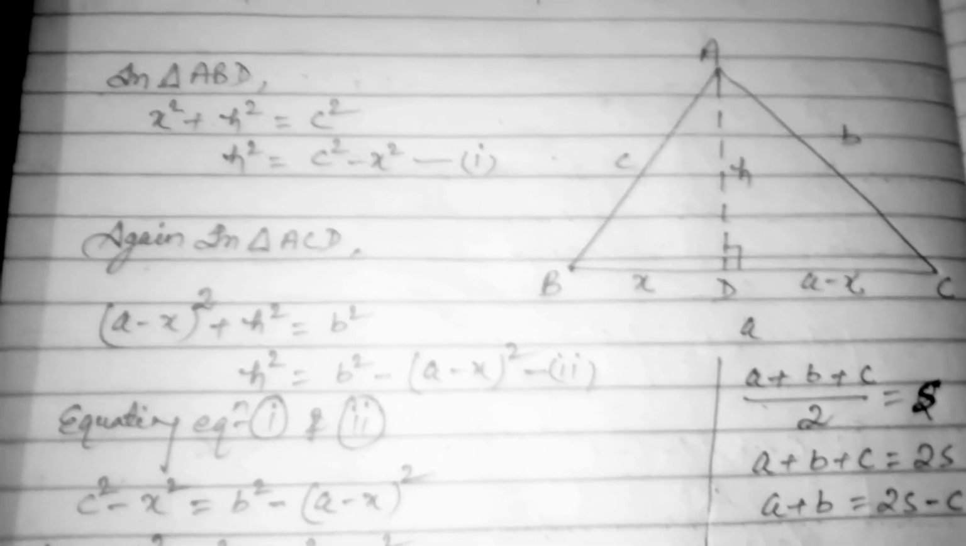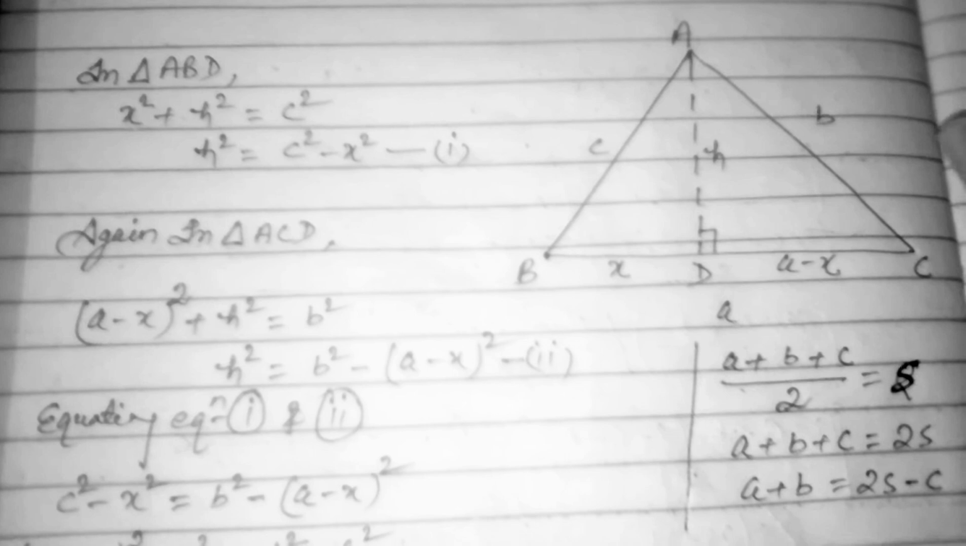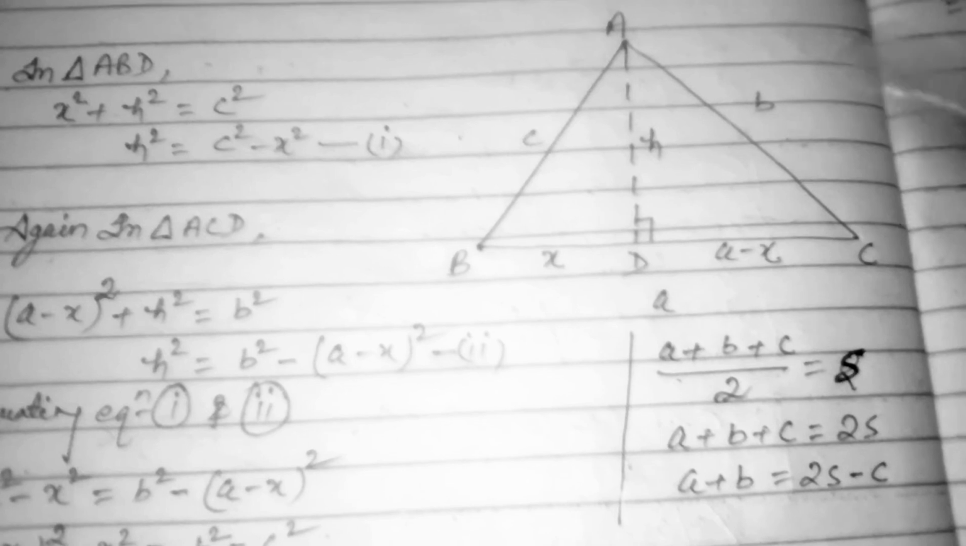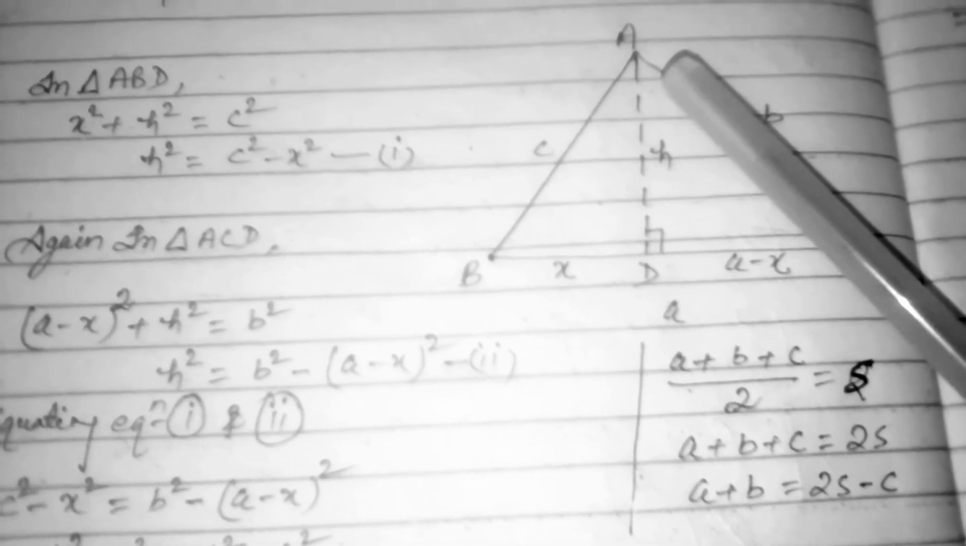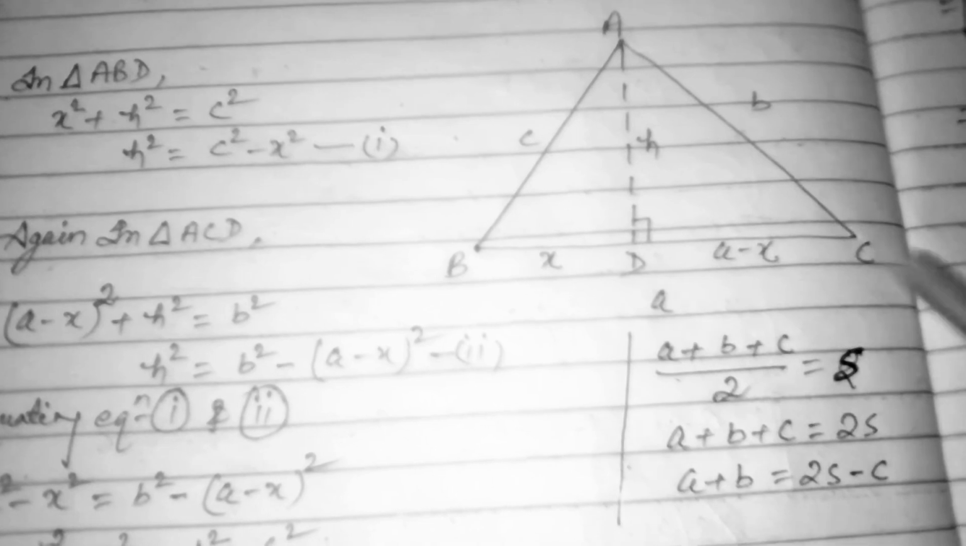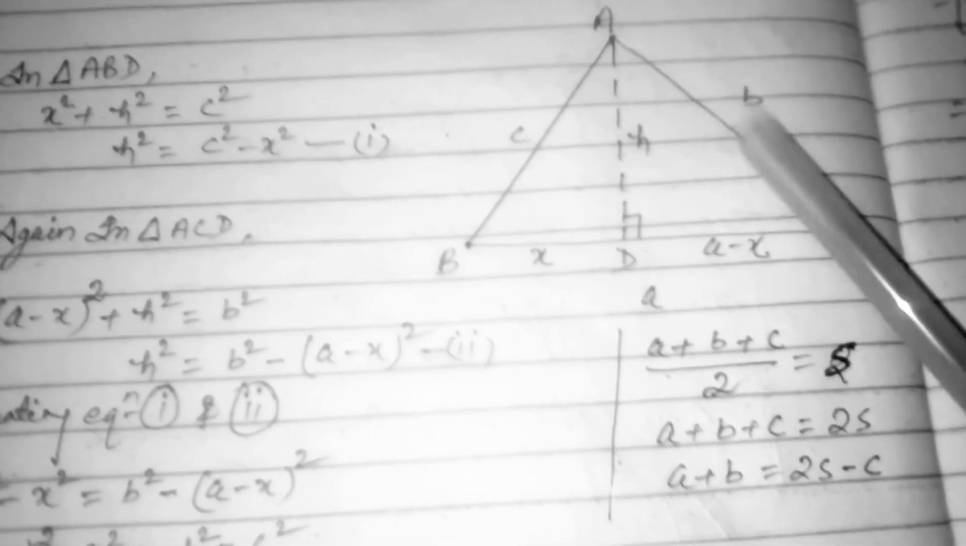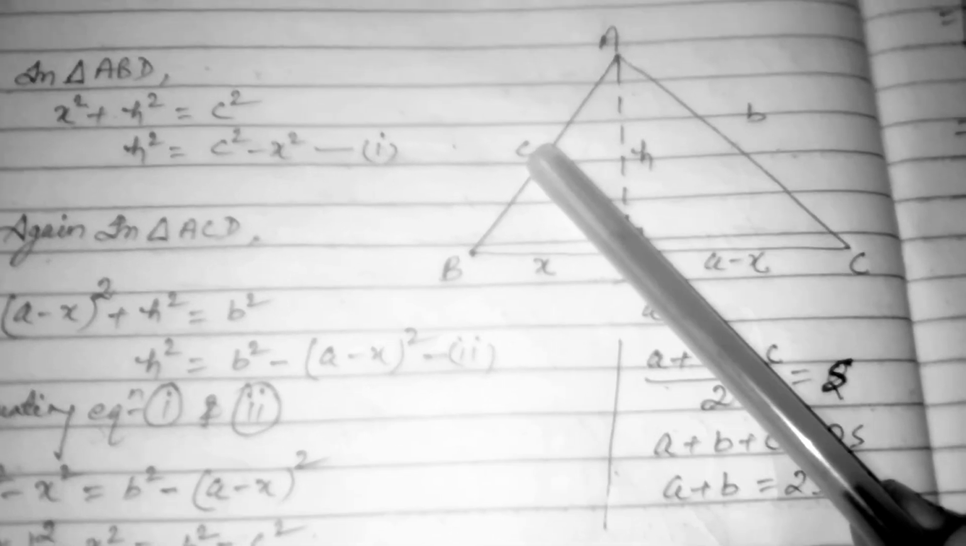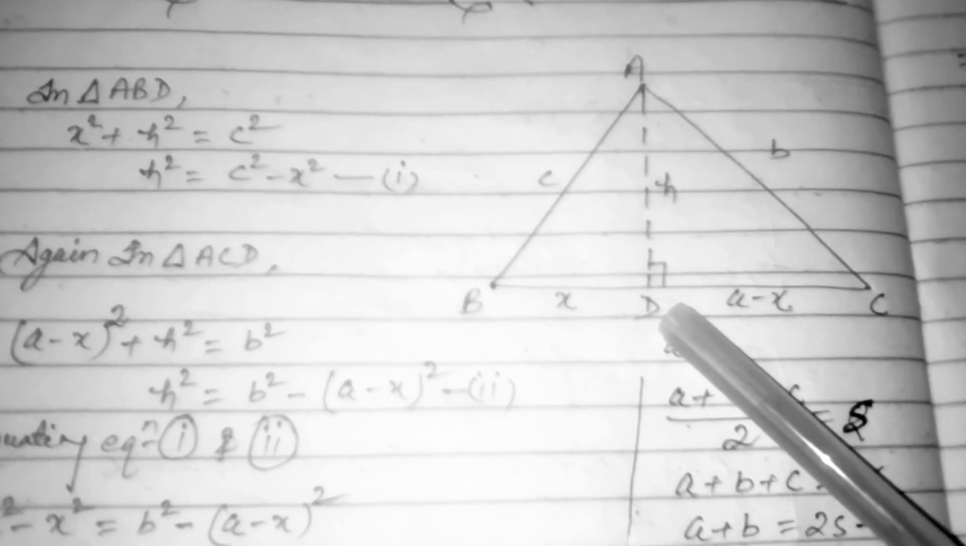Students, today we will derive Heron's formula. Heron's formula is also known as Hero's formula. Suppose we have a triangle ABC in which we assume BC is side a, AC is side b and AB is side c. a, b, c are the lengths of these sides BC, CA and AB.